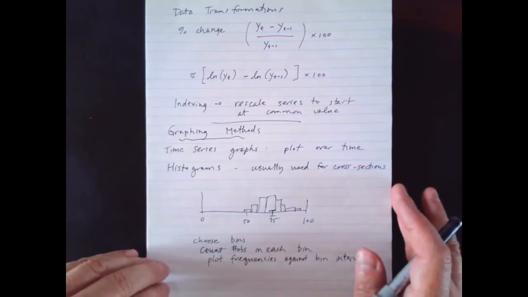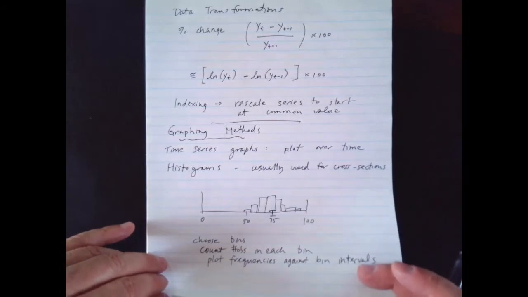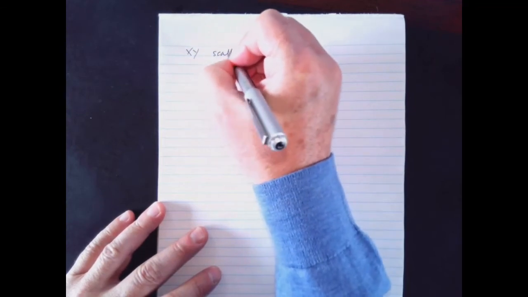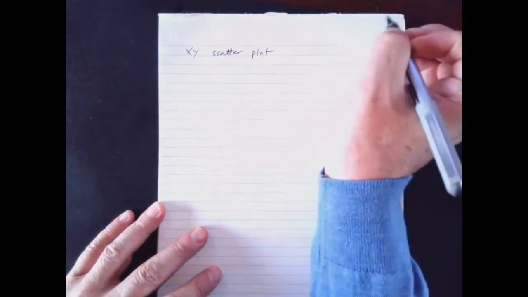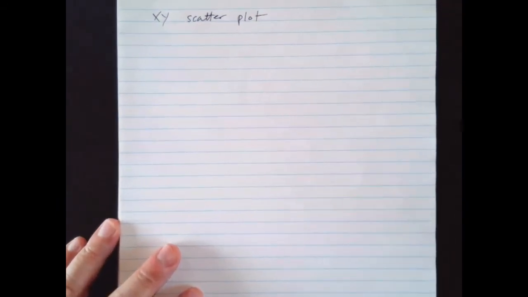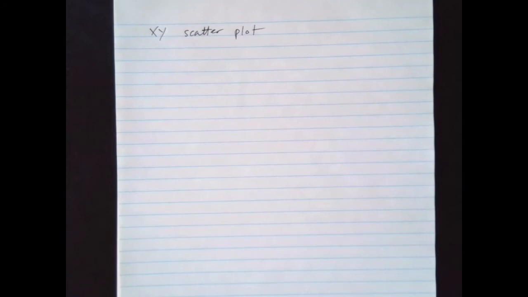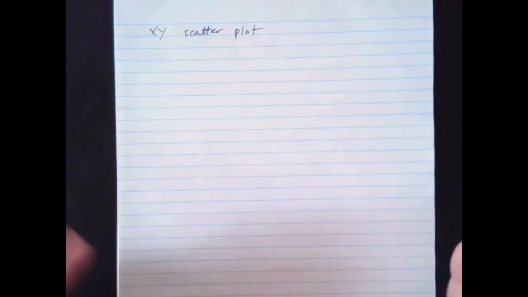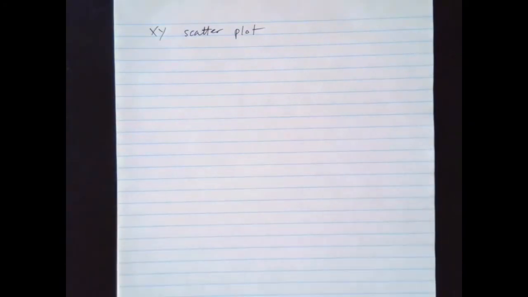So that's how you do a histogram. And then another type of graph is an XY scatter plot. And this again is used oftentimes when you've got cross-sectional data, or any time that you have pairs of data and you want to see how one relates to the other.